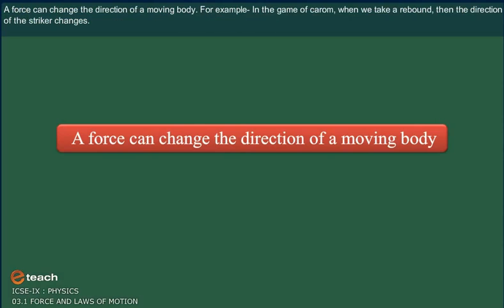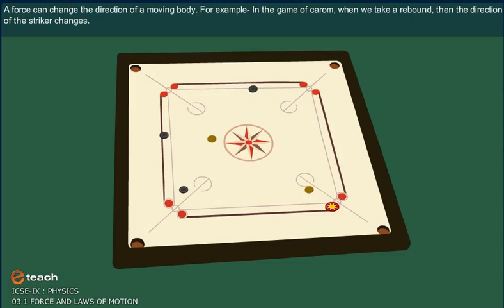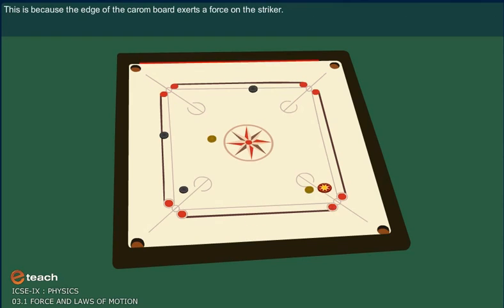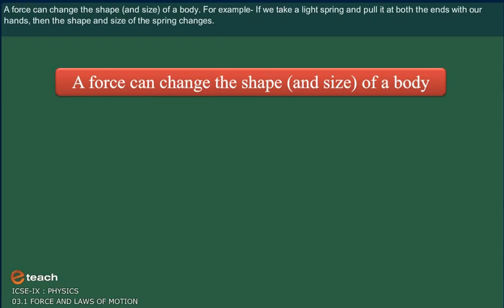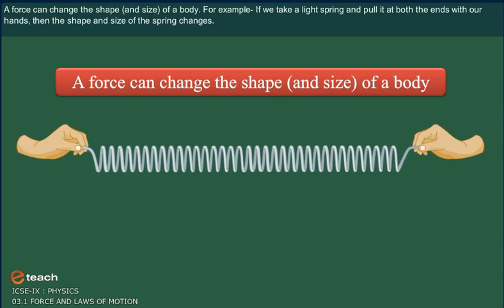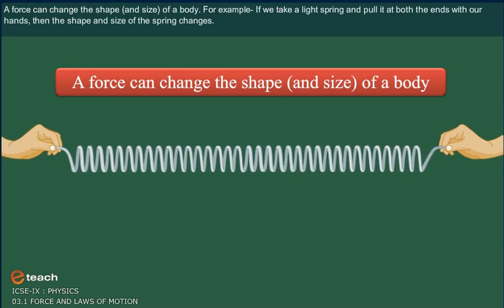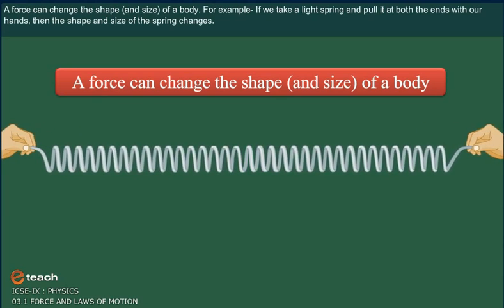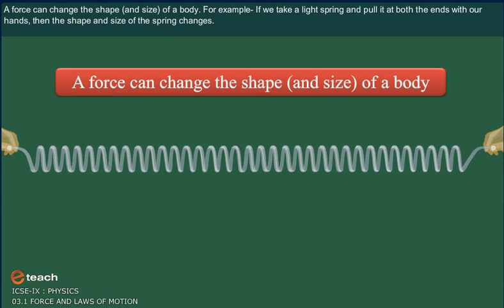A force can change the direction of a moving body. For example, in the game of carom, when we take a rebound, then the direction of a striker changes. This is because the edge of the carom board exerts a force on the striker. A force can change the shape and size of a body. For example, if we take a light spring and pull it at both the ends with our hands, then the shape and size of the spring changes.